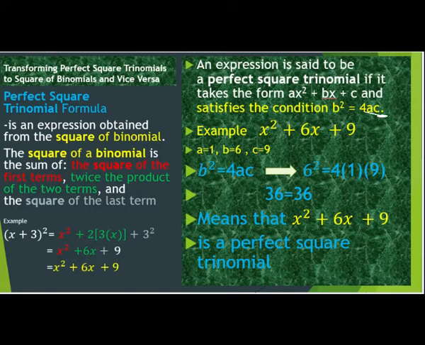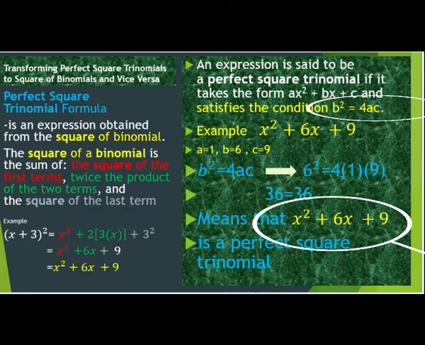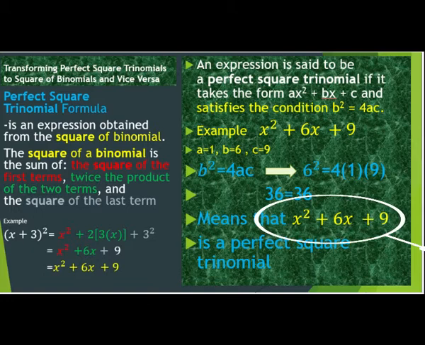An expression is said to be a perfect square trinomial if it takes the form ax squared plus bx plus c and satisfies the condition b squared is equal to 4ac. So for x squared plus 6x plus 9, your a is 1, your b is 6, and your c is 9. Substituting them to the formula, 6 squared is equal to 4 times 1 times 9. 6 squared is 36, 4 times 1 times 9 is also 36. Therefore, x squared plus 6x plus 9 satisfies the condition b squared is equal to 4ac. It means that x squared plus 6x plus 9 is a perfect square trinomial.